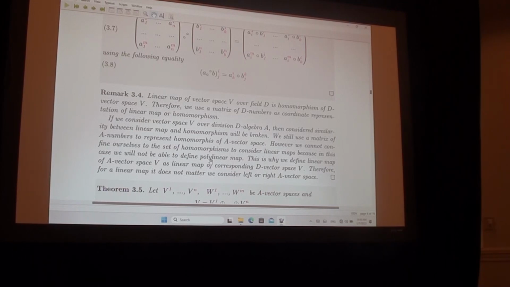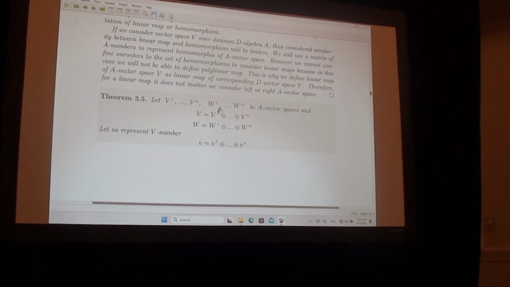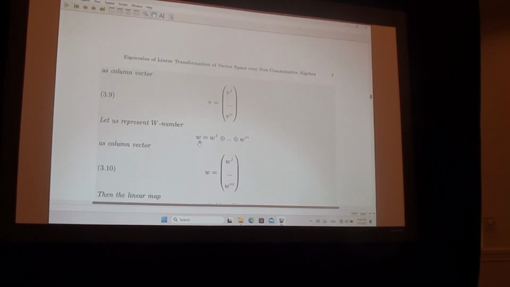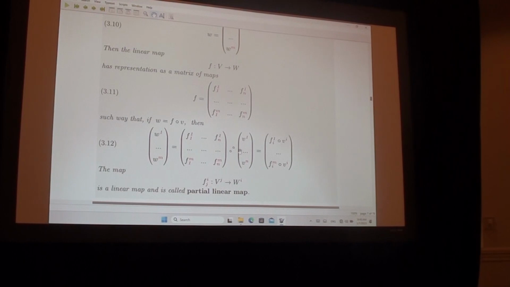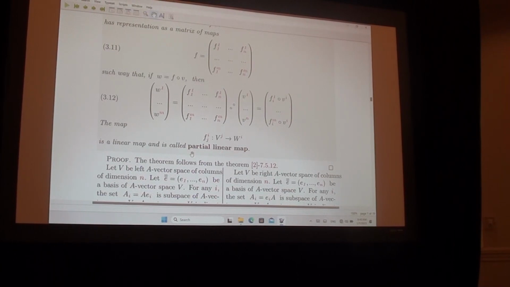Therefore, for a linear map, it doesn't matter if you consider left or right vector space. Here, let V1, ..., Vf, W1, ..., Wf be vector spaces, and V is the sum of vector spaces Vi. W is the sum of vector spaces Wi. Let us represent vector V as column vector linear 9, and we represent vector W as column vector linear 10. Then the linear map F of vector space V in the vector space W has representation as a matrix of maps Fij, such that if W is image of vector V, then we have equality linear 12. The map Fij is a linear map and is called partial linear map.